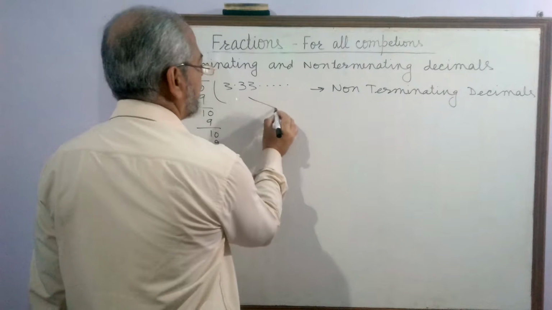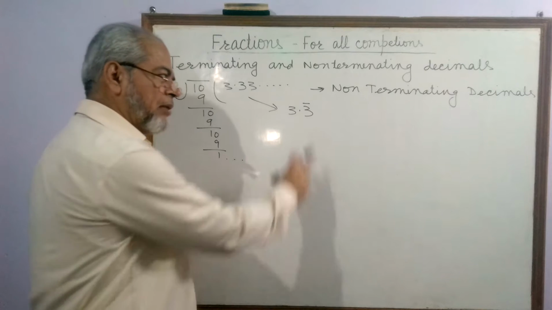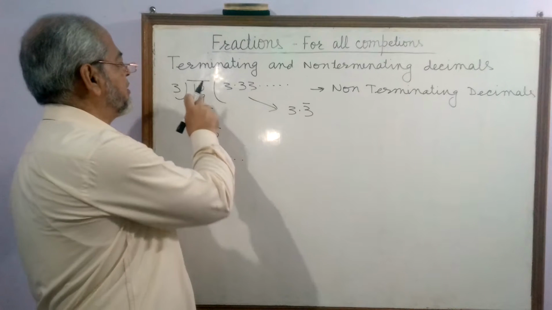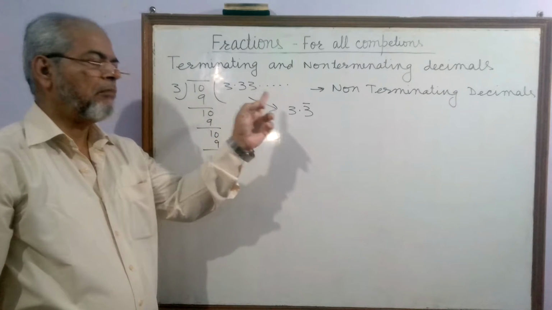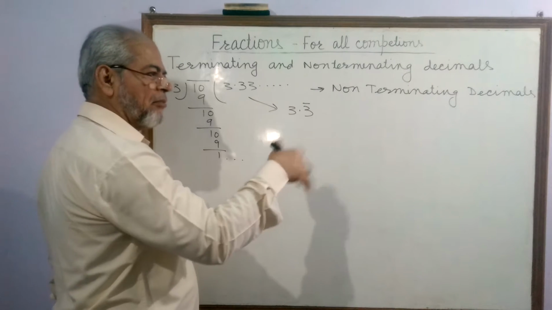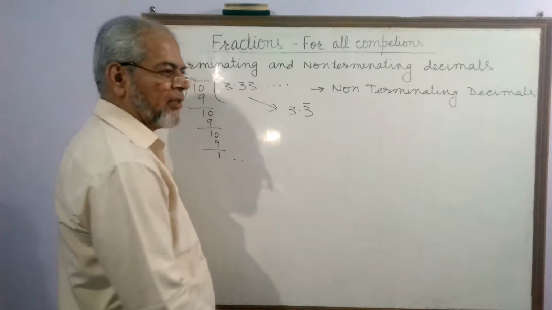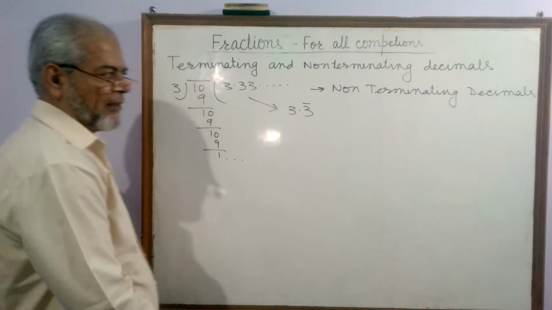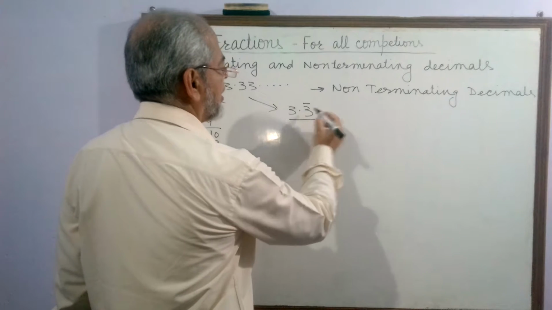And in short, we can write it like 3.3 bar. Bar means it is repeated again and again. यानी ऐसा नंबर जिसको हम किसी नंबर से डिवाइड करें, कोई नंबर बार बार आता जाए तो उसको हम बार से रिप्रेजेंट कर देते हैं. बार का मतलब बार बार आता रहेगा और ये टर्मिनेट नहीं होगा. अगर टर्मिनेट नहीं हो रहा है यानी खत्म नहीं होता है, डिवाइड होता ही चला जाता है, then it is called non-terminating decimal and it is represented by 3.3 bar like that.